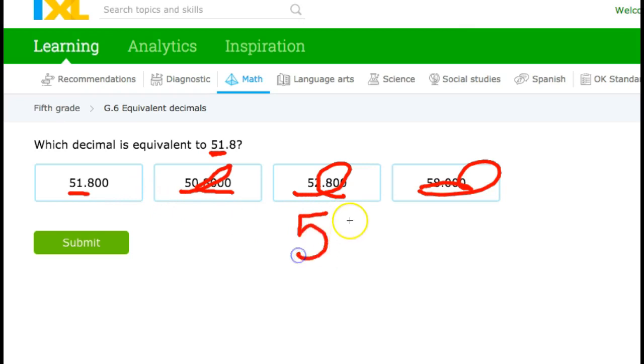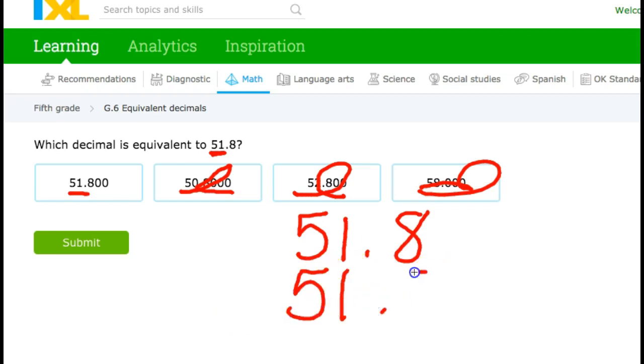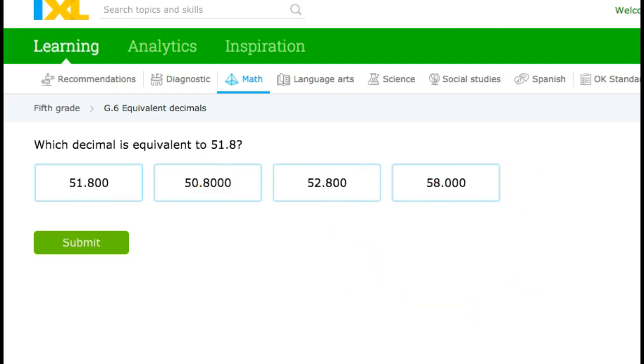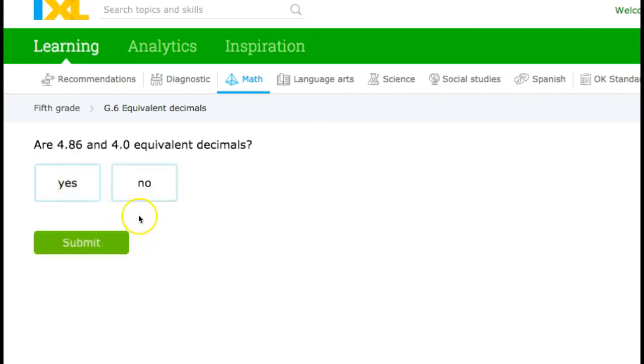Now, when comparing decimals, you can always look at it like this. When you add zeros to the right of the decimal, you're not really changing the value, okay? It's the same. So if I really wanted to compare these two, I could add a couple of zeros here and say, look, it doesn't change at all. Those become exactly the same numbers. Therefore, this one is equivalent.